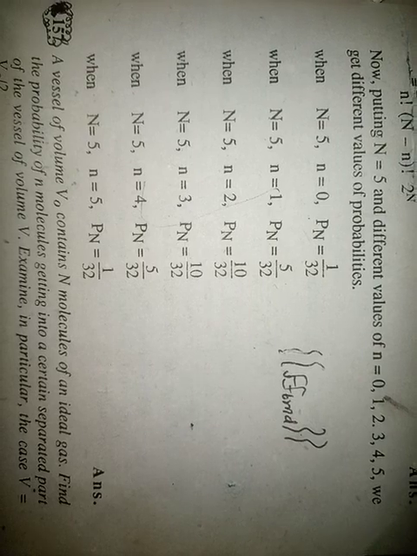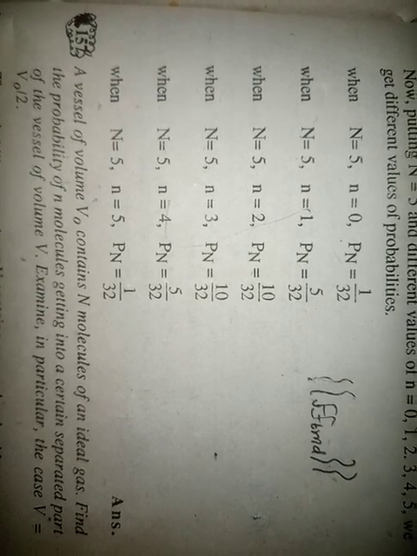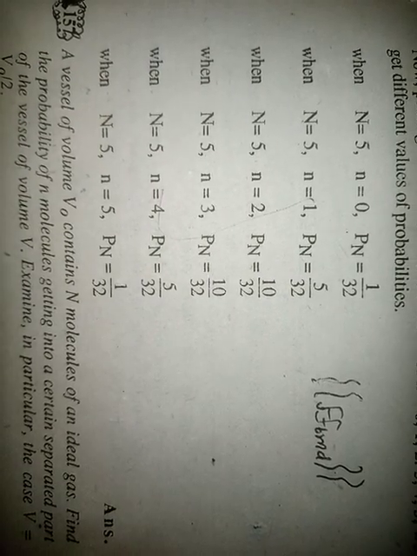When N equals 5 and small n equals 0, P_n equals 1 by 32. When N equals 5 and n equals 1, P_n equals 5 by 32. When N equals 5 and n equals 2, P_n equals 10 by 32. When N equals 5 and n equals 3, P_n equals 10 by 32. When N equals 5 and n equals 4, P_n equals 5 by 32. When N equals 5 and n equals 5, P_n equals 1 by 32.